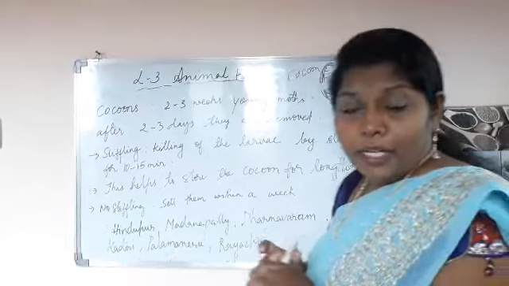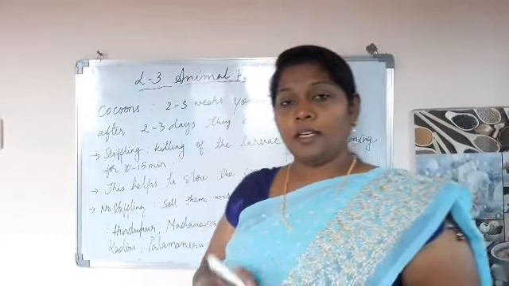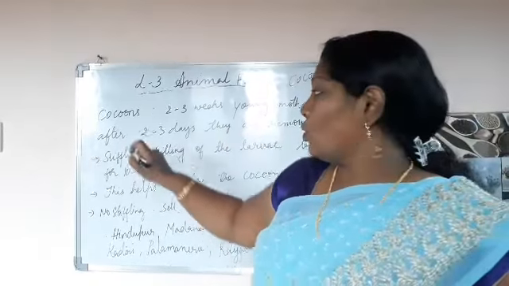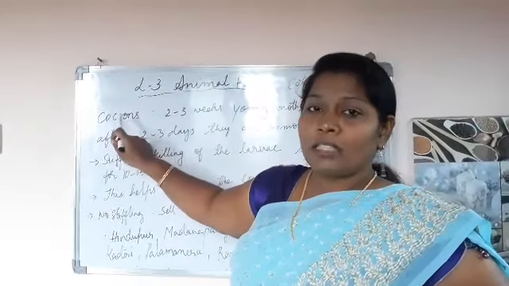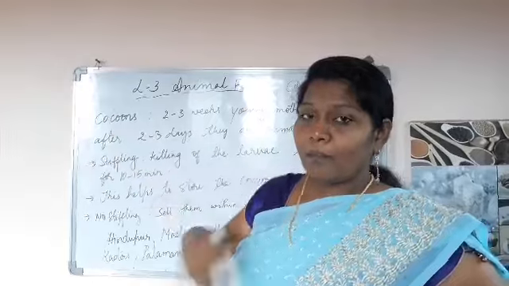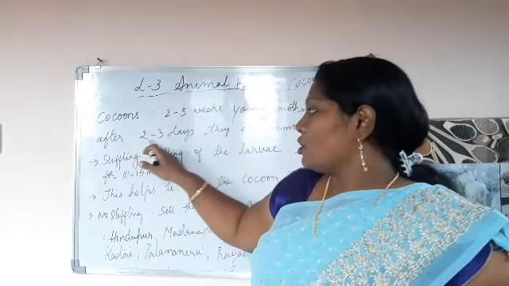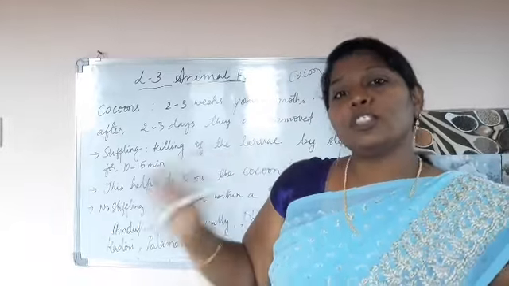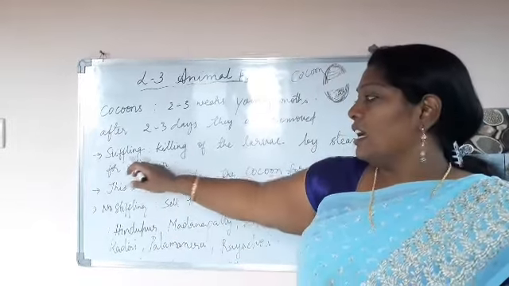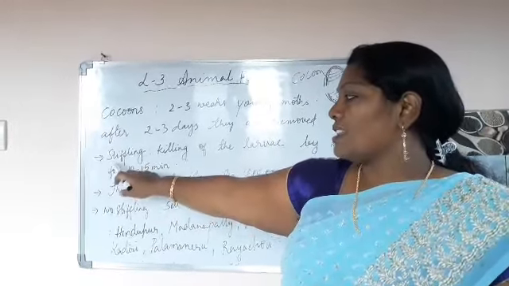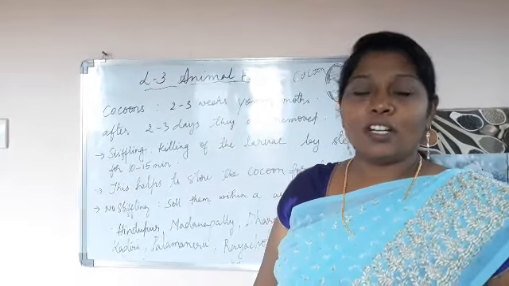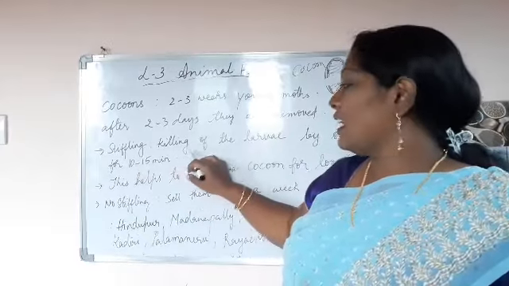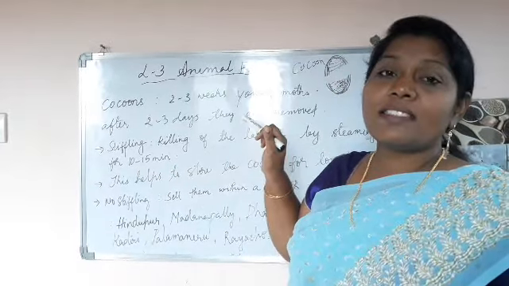See children, immediately the farmers who are rearing these silkworms, what will they do? As the silkworm larva is converted into a cocoon, within 2 to 3 days of the cocoon forming, what will they do? They will use a process called stifling. What is it, children? Stifling. So in this stifling, what will they do? They will kill the larva by steaming.